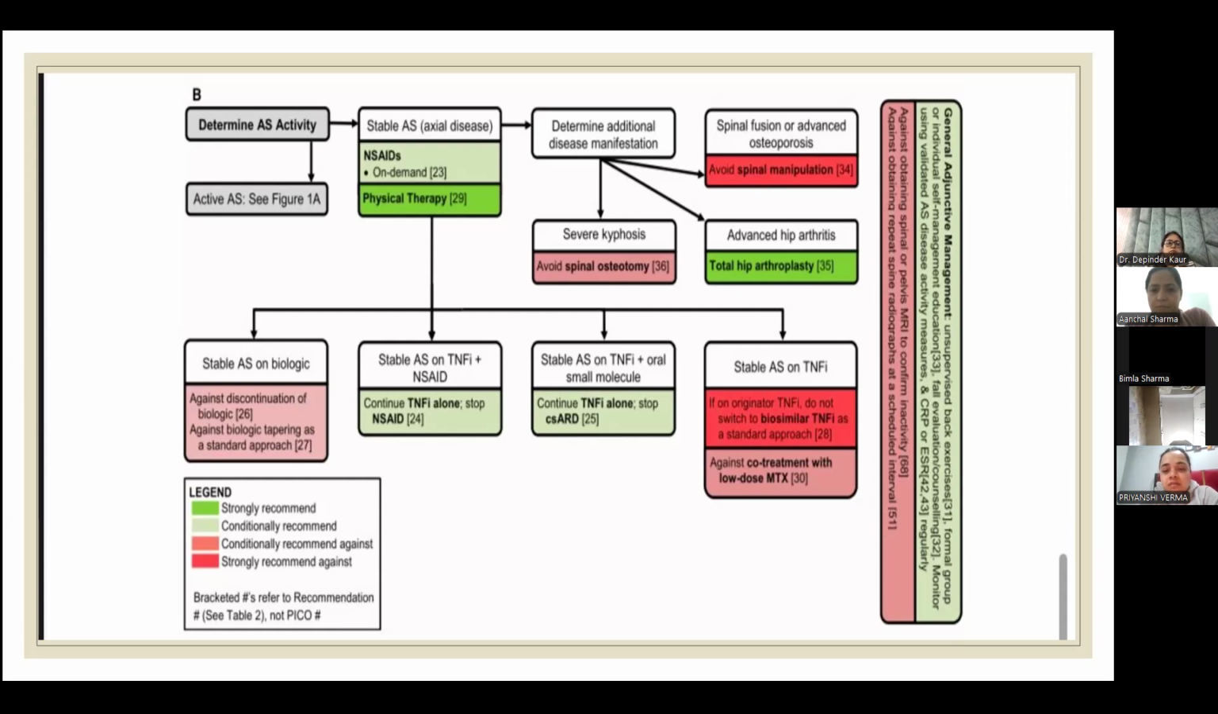And for stable AS on TNFi, if the patient is on an originator TNFi with stable disease but you need to change the drug, then you switch to a biosimilar TNFi as a standard approach. And it is against co-treatment with low-dose methotrexate.